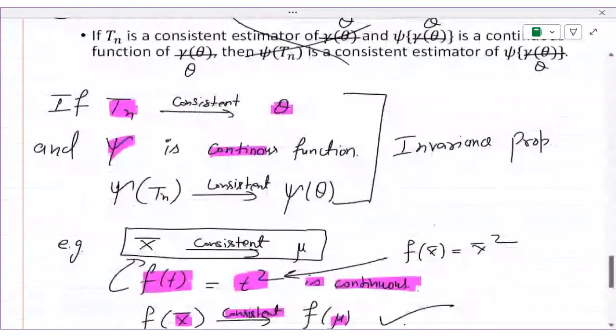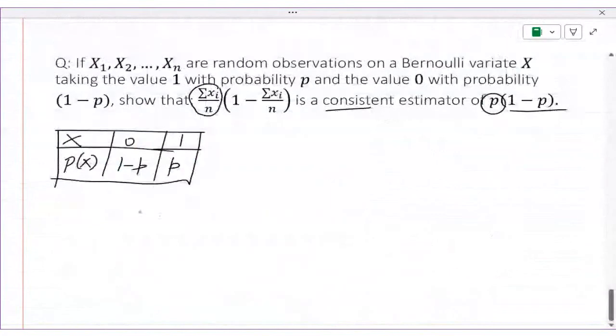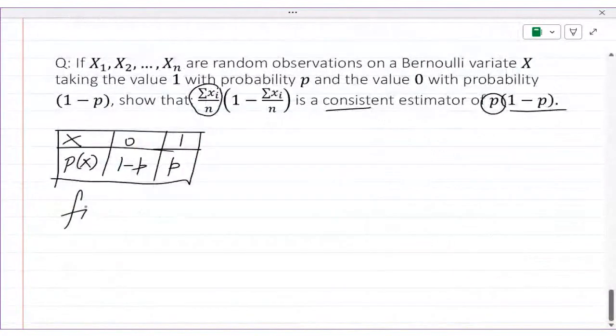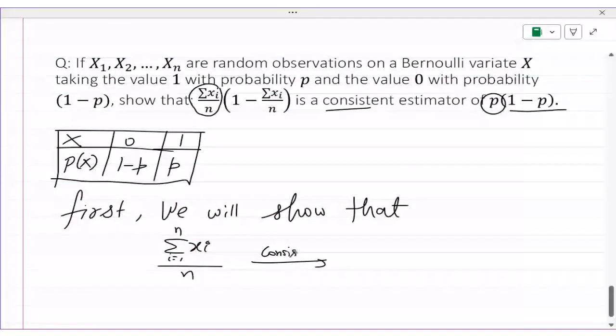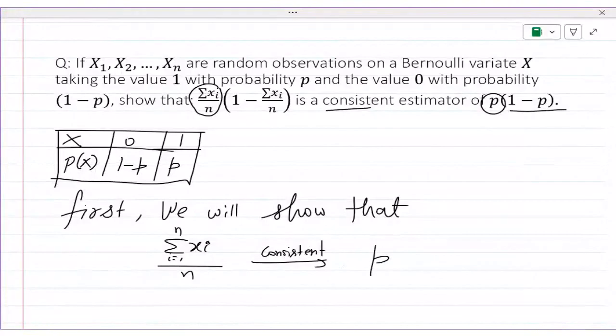First we will show that the sum of xi, i varying from 1 to n, divided by n, is a consistent estimator of p. First I will show this. So first I will show that this is a consistent estimator of p.